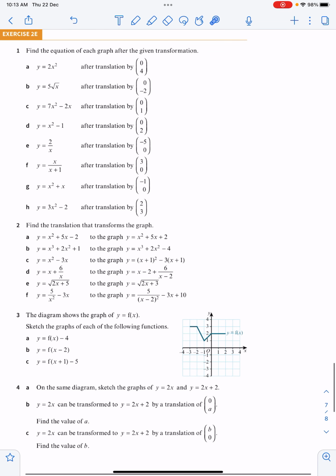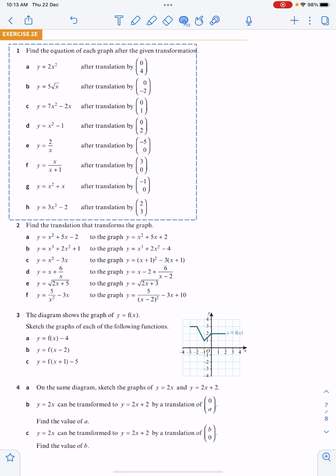Okay, let's start with the exercise. It says find the equation of each of the following transformations. I'm doing question number 1.